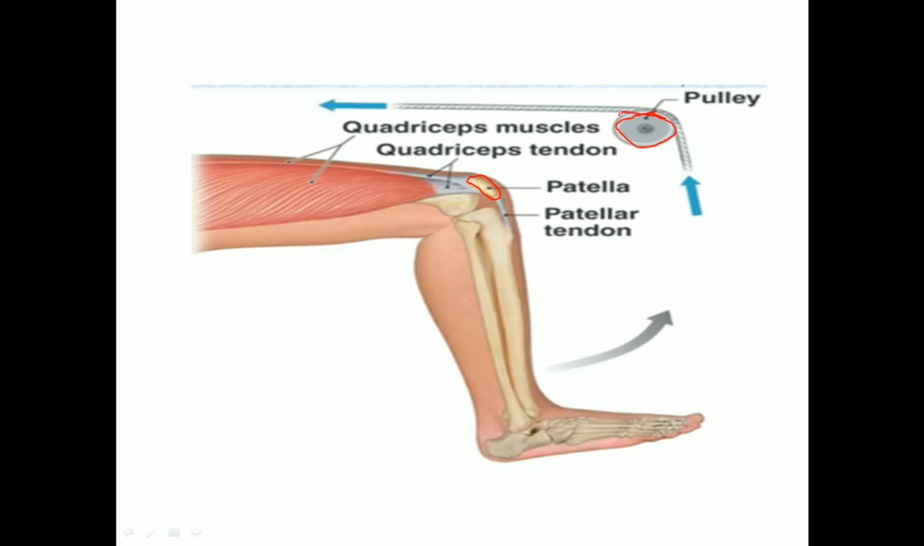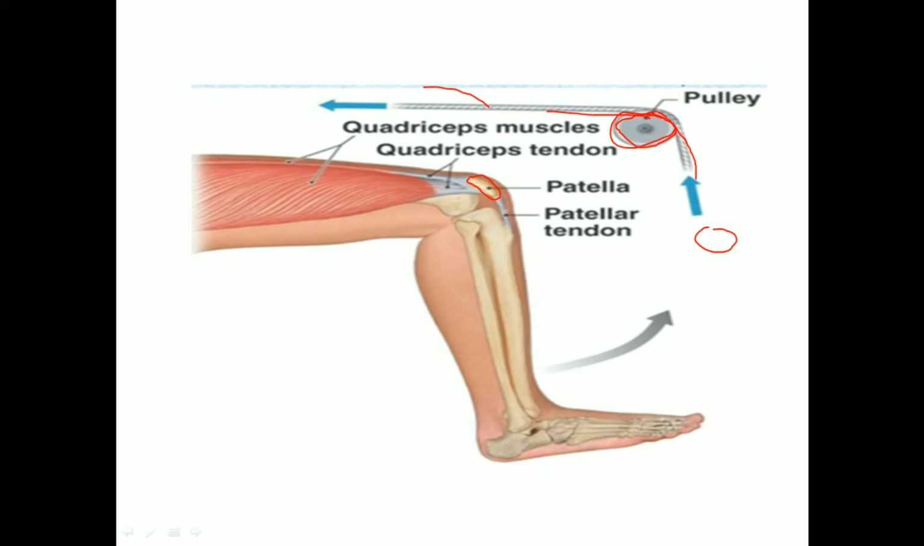If you see this mechanical pulley, on one side one rope is going and another rope is on the other side, so it makes the work very efficient. If you want to lift a very heavy load, you can make one effort from the other side, and if the pulley is there, this load will be lifted easily. Somewhat similarly in the body, we have the patella as an anatomical pulley.